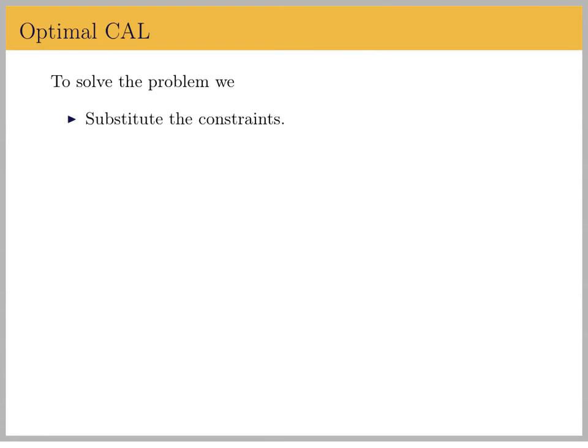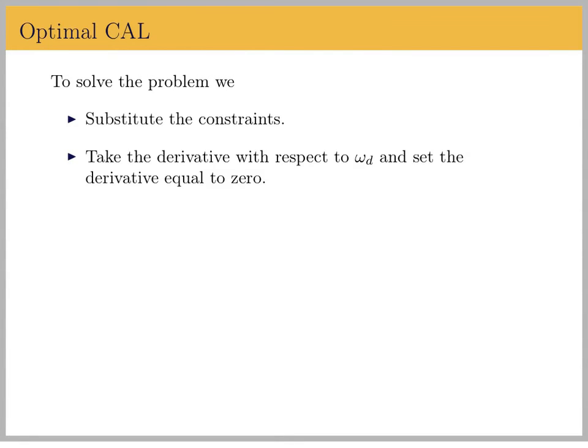Now, to solve the problem, what do we do? First of all, we can substitute the constraints into the objective function. Next, we take the derivative with respect to omega sub d, and we set that derivative equal to 0. And then we perform a bunch of tedious algebra rearranging things to solve for omega sub d. And in the end, we get to this solution.